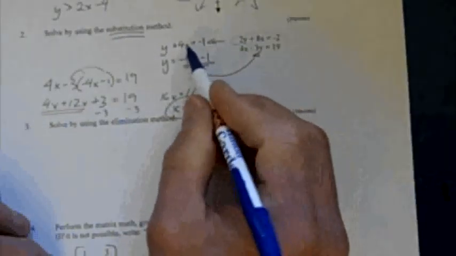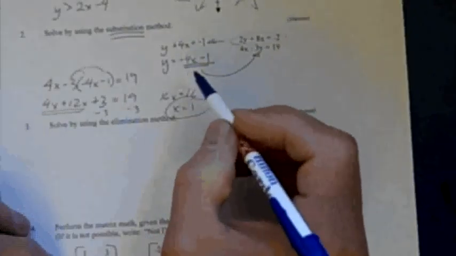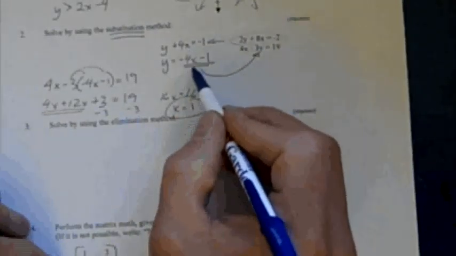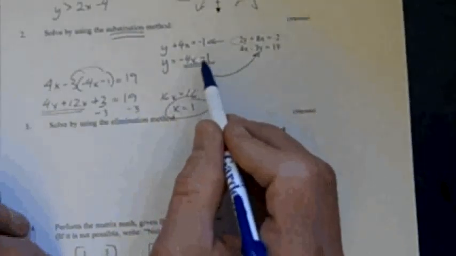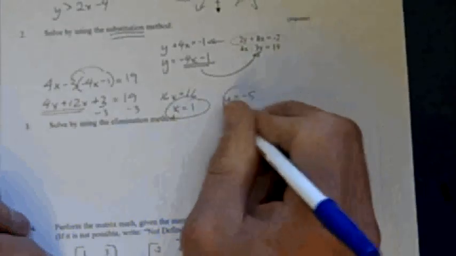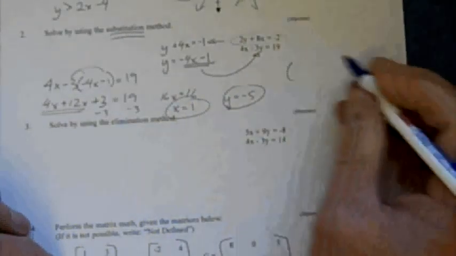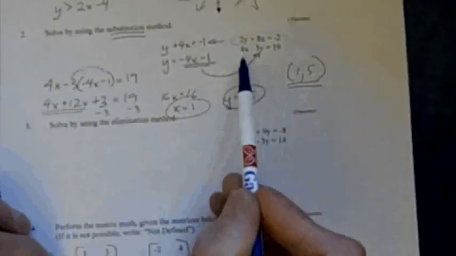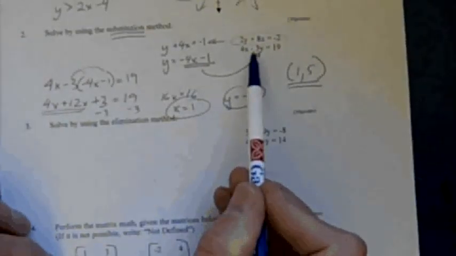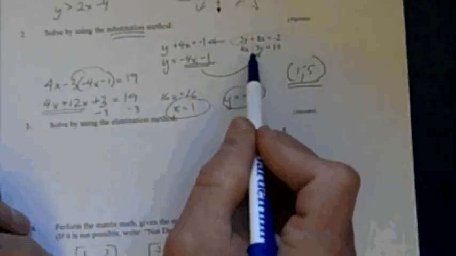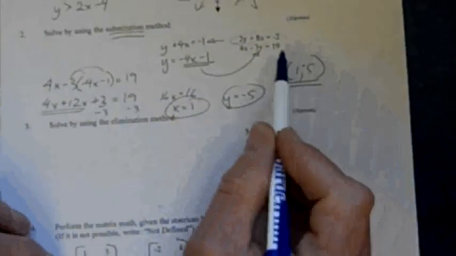I plug in 1 into any equation that I want, and I'm going to get, let's see, right here is the easier one. Negative 4 minus 1 is minus 5, so y then equals negative 5. Okay, try to write the answer as an ordered pair, 1 comma negative 5. That's the single best way. Doesn't hurt to check. 4 minus, that's a negative 5. You've got to be careful. 4 minus a minus 15 is a positive 19, so that checks.